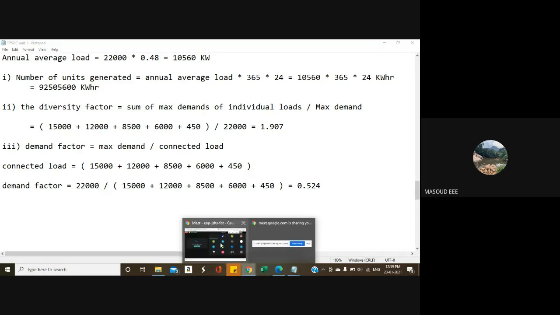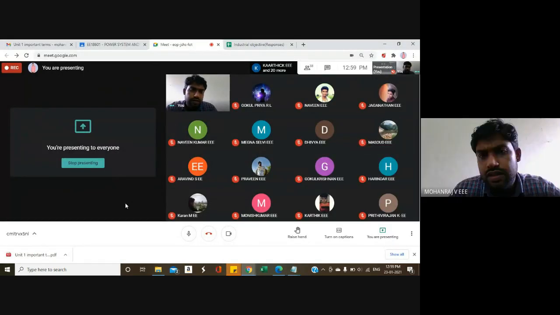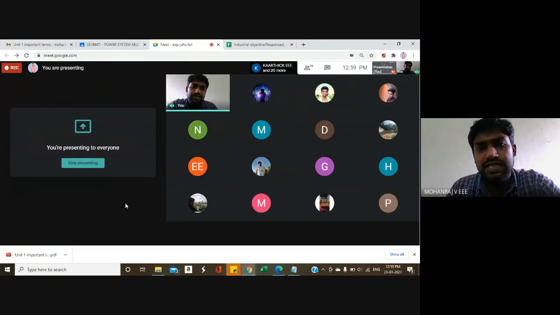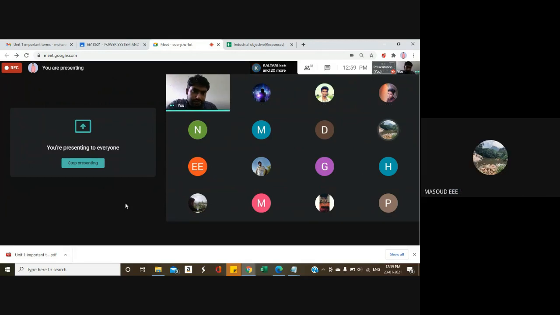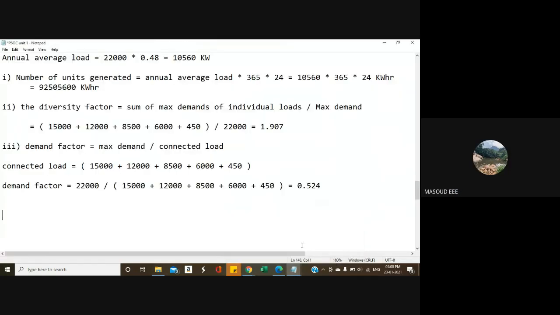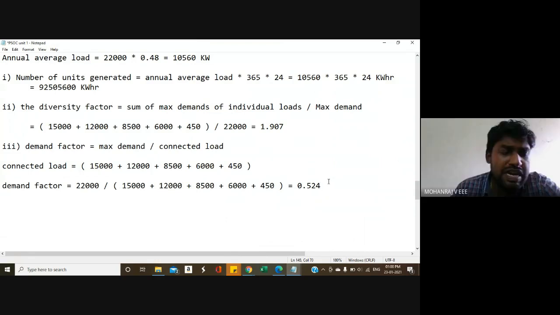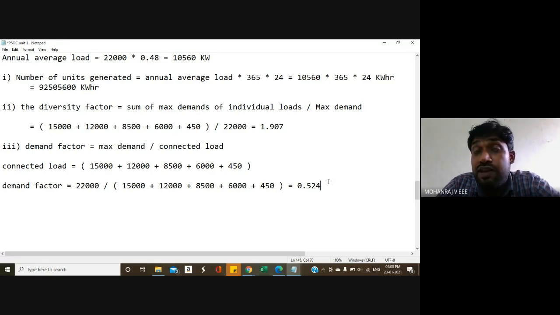Is demand factor and coincidence factor the same? Who is this? Masood, sir. Okay, what's your doubt? Demand factor and coincidence factor, are they the same? No. Demand factor is maximum demand by connected load. What is coincidence factor? It is the inverse of diversity factor. What is diversity factor? Diversity factor is the sum of individual loads by maximum demand of the plant.